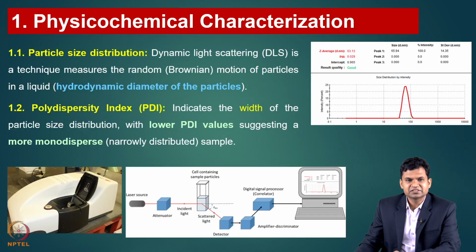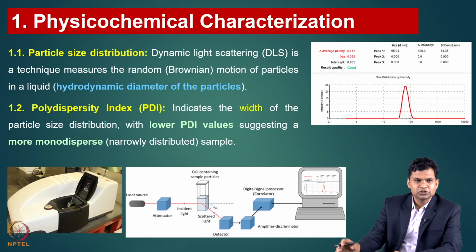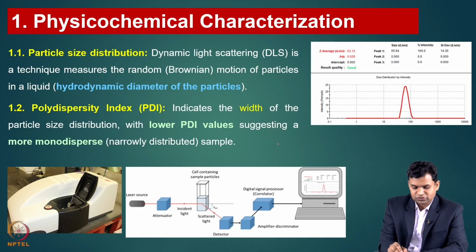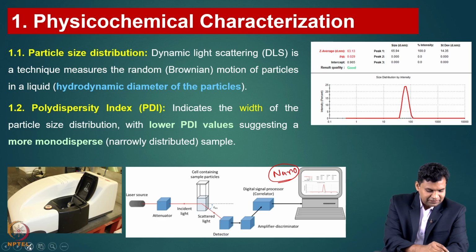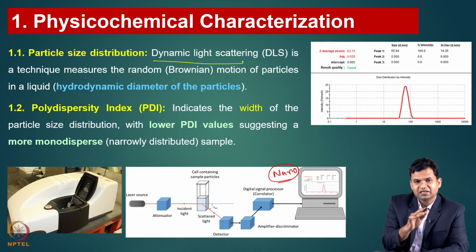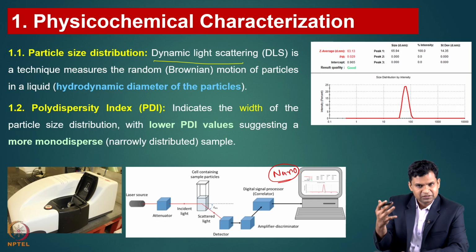So, the first one is the physicochemical characterization. Yes, we are claiming that our formulation is in the nano size, right. So, when you are claiming nano, you must see the size of the particle. For particle size distribution, the dynamic light scattering, DLS, technique can be used, which will screen your formulations. This technique is used for the screening of various formulations, and if you want to optimize, DLS is one of the best techniques.